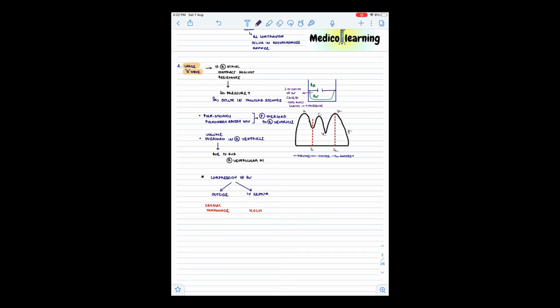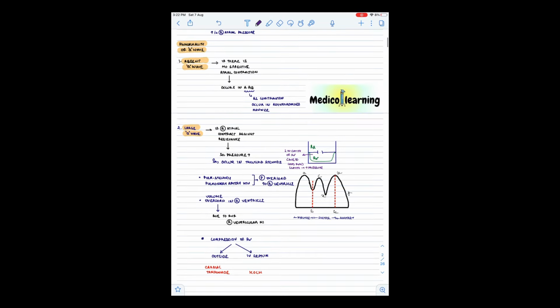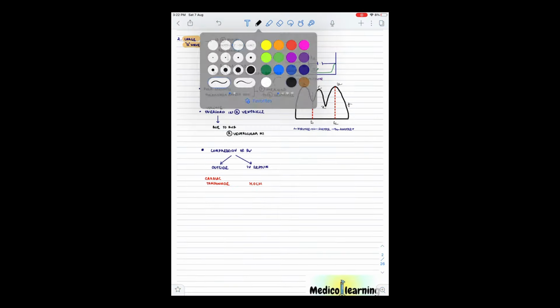So we have studied about absence of A wave, we have studied about large A waves. Absence of A wave occurs in atrial fibrillation, and the large A waves occur in pulmonary stenosis, pulmonary artery hypertension, volume overload condition, and where there is compression from outside, as in cardiac tamponade. The third point is Cannon A waves.